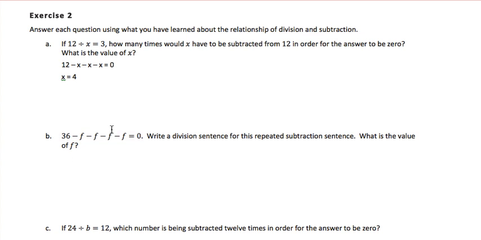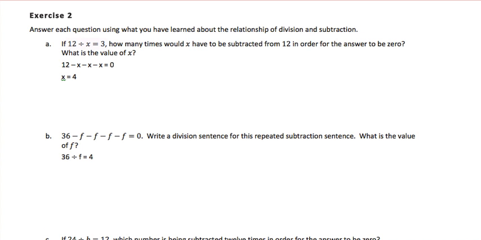If 36 is being subtracted by f 1, 2, 3, 4 times, if we're going to write a division sentence for this repeated subtraction, we would write 36 divided by f equals 4. And then f would be equal to 9. So we subtract 9 4 times from 36 and we'll end up with 0.